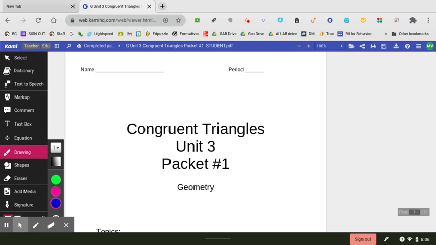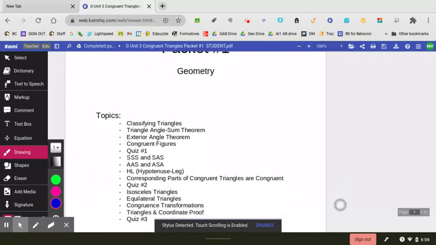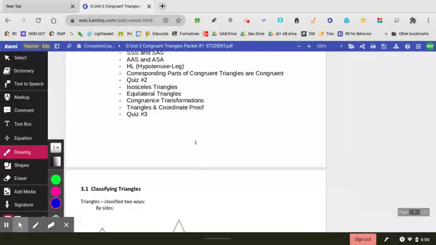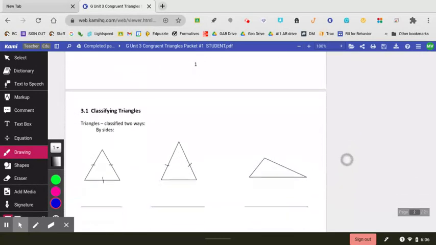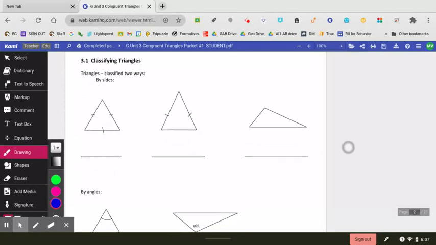This is the first of 3 different packets for Chapter 3. Here we're studying triangles, and more importantly, congruent triangles. The beginning part of our unit is not really going to get too much into the congruent triangles. We're just going to talk about things about triangles. So the first thing we need to talk about is how to classify triangles.